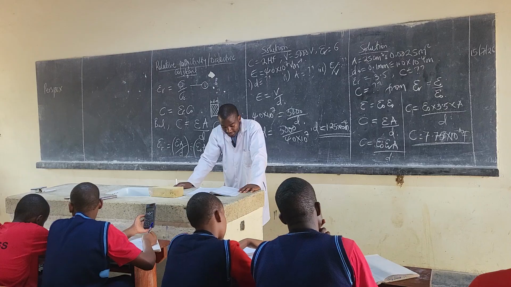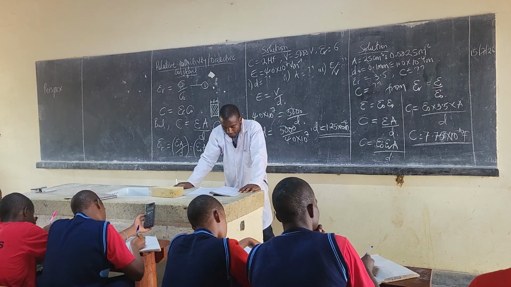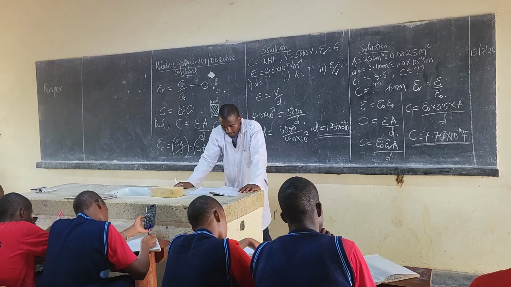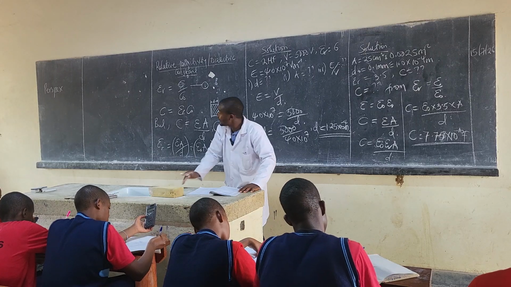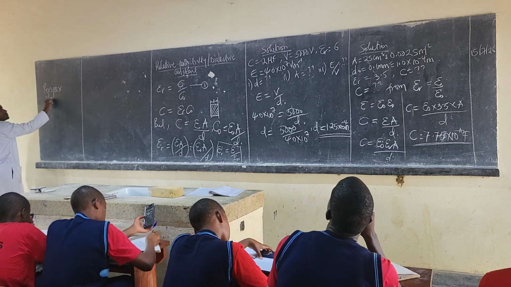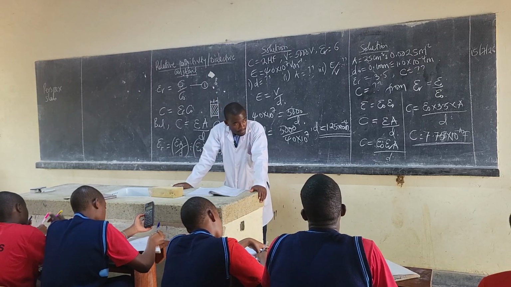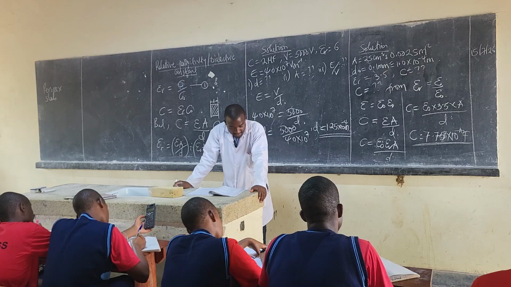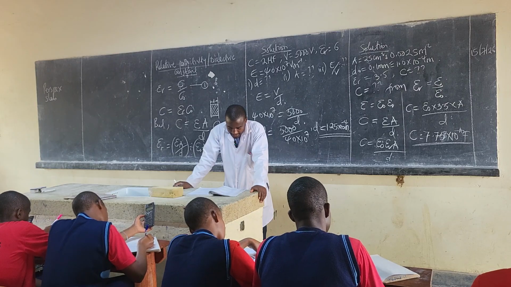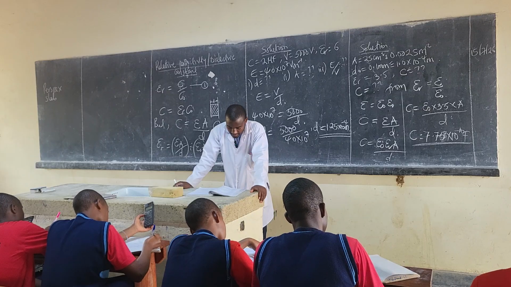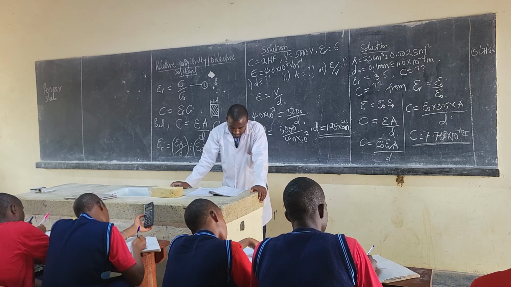It is disconnected and a slab of dielectric 0.5 centimeters thick and relative permittivity 7 is then placed between the plates. Full stop.